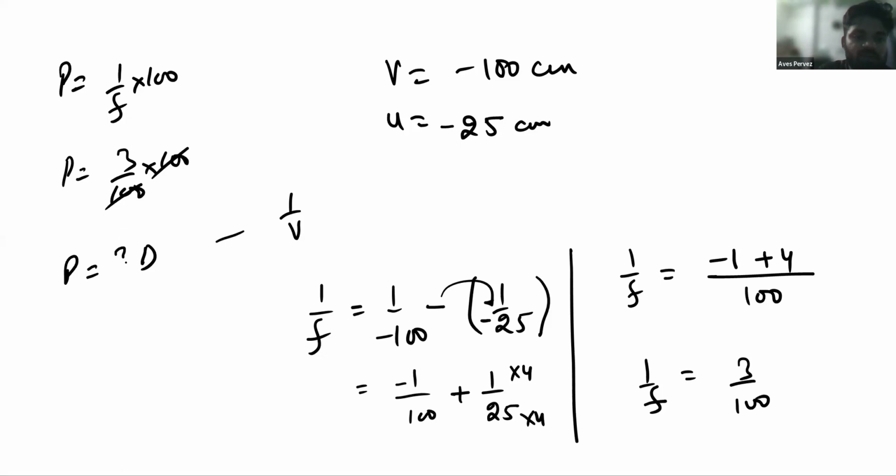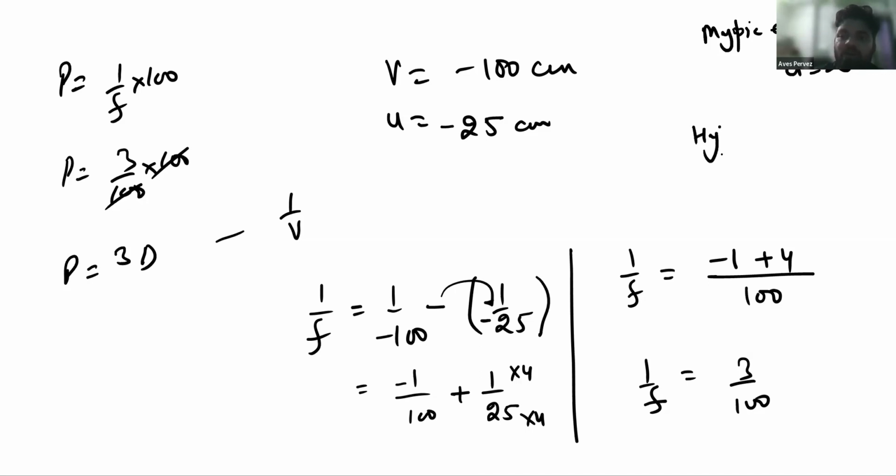P is equal to 3 diopter. So what you notice here is that for a myopic eye, myopic eye means short-sightedness, you cannot see the long distance. For myopic eye, U is infinity.